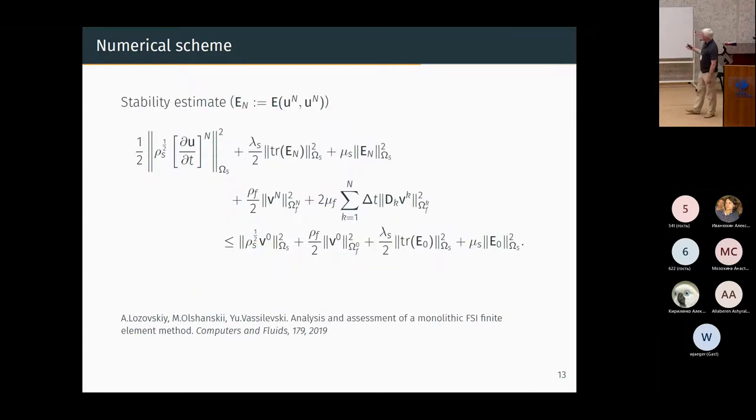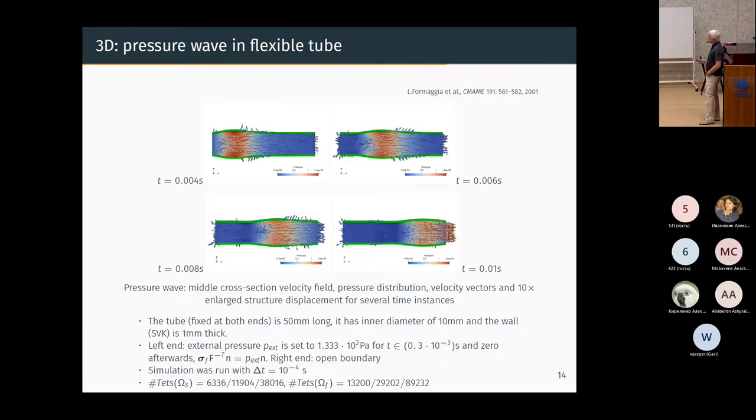And the stability estimate looks like this: the kinetic energy of the structure plus the discrete elastic energy of the structure, for the Saint Venant-Kirchhoff case, plus the kinetic energy of the fluid at time step n, plus some dissipative terms, are bounded by the initial kinetic energies and the discrete elastic energy of the structure. So this is a classical stability estimate for finite element solutions.